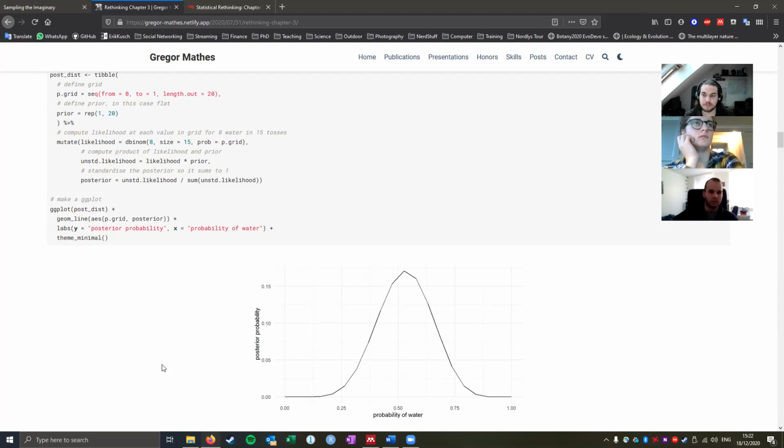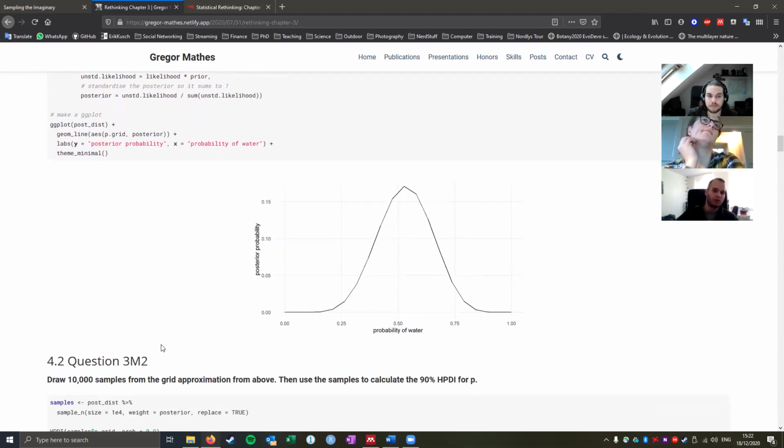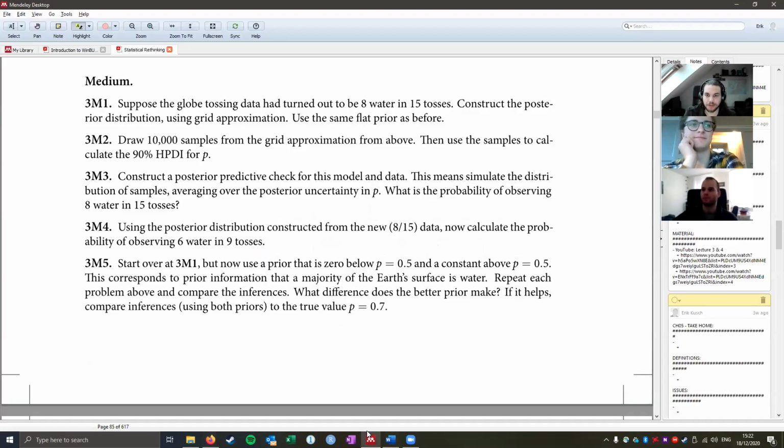And then you have the posterior, which you can plot using ggplot. And we can see that the median value is probably around a little bit above 0.5 for the probability, more or less normal distribution of the posterior. Flipping you back to this.